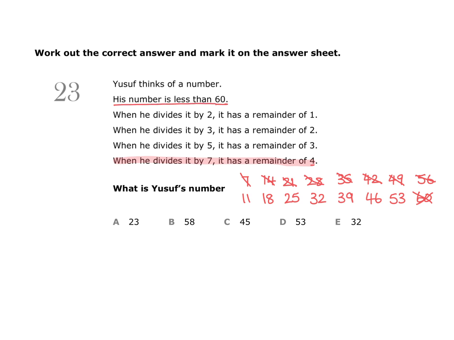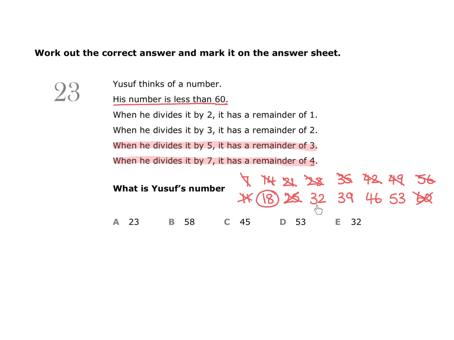We also know that Yusuf's number is divided by 5 and leaves a remainder of 3. So that means we can eliminate 25 because if we divide 25 by 5, there is no remainder. If I divide 11 by 5, that would be 2 with a remainder of 1, so we can eliminate 11. If I divide 18 by 5, that would be 3 with a remainder of 3, so 18 could be Yusuf's number.